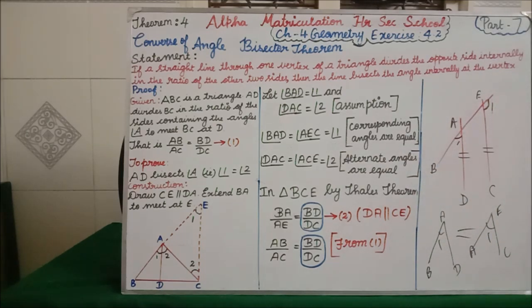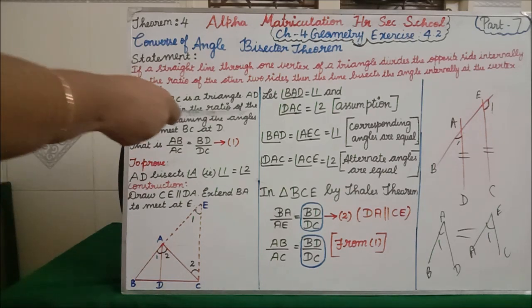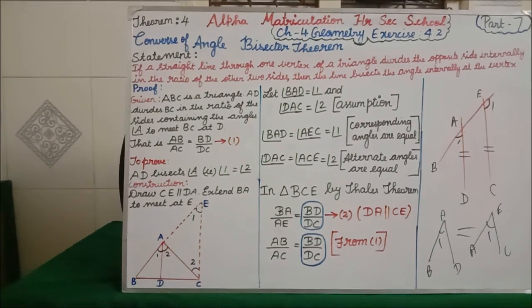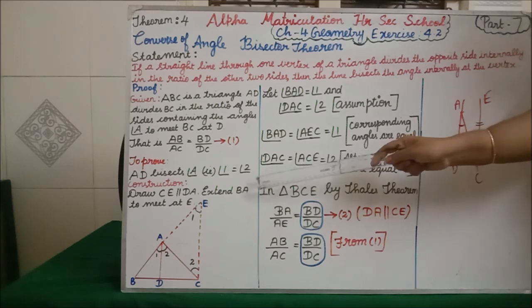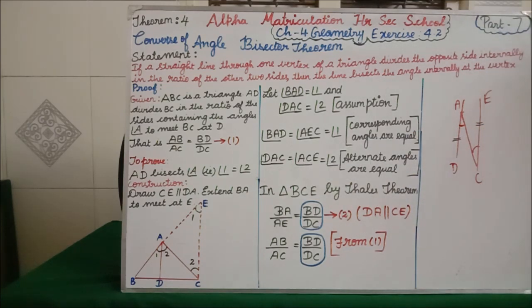Now I will explain the same thing in the figure diagram. See what we have here. BAD, angle 1, I have written, isn't it? The same thing: AEC, this angle and this angle I have written as 1. Next we are going to see that DAC equals ACE equals angle 2.